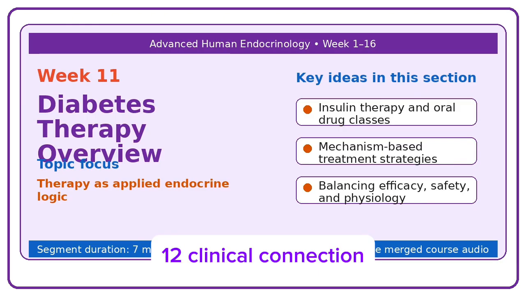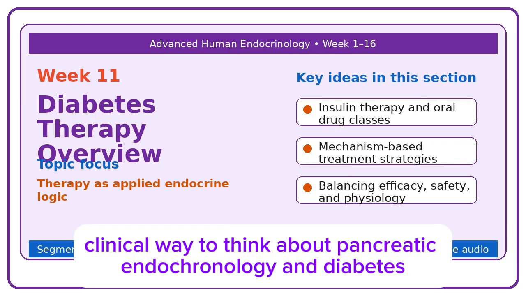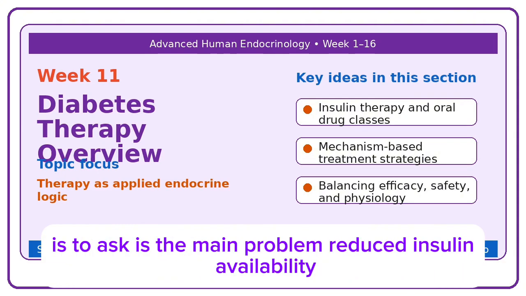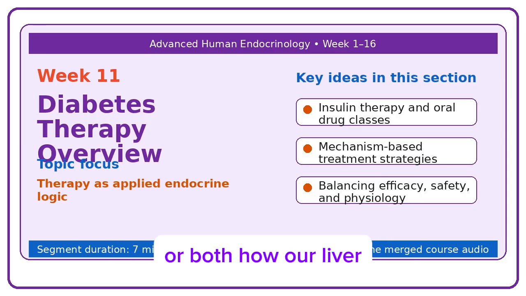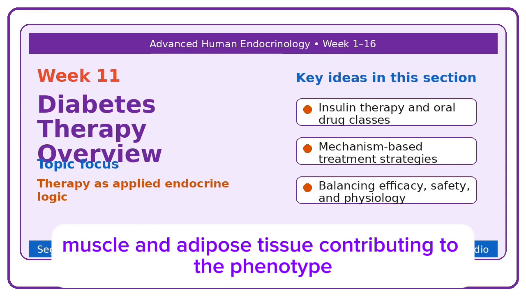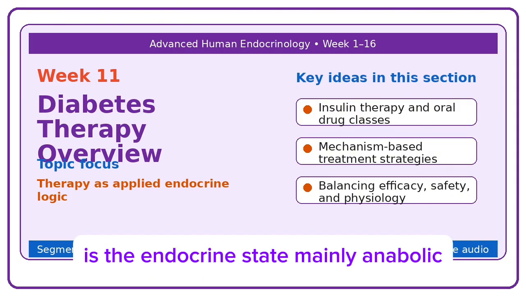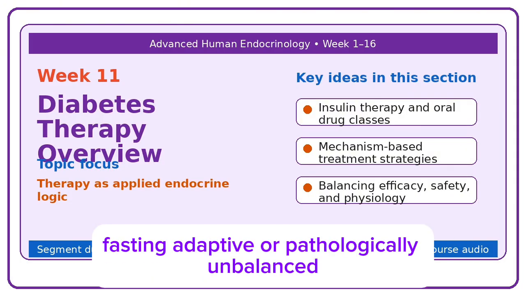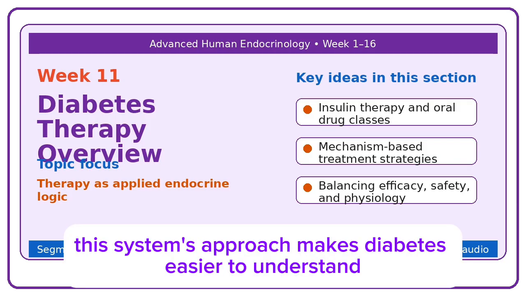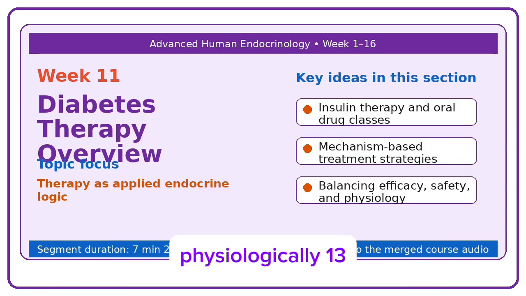12. Clinical connection. A useful clinical way to think about pancreatic endocrinology and diabetes is to ask, is the main problem reduced insulin availability, reduced insulin effectiveness, or both? How are liver, muscle, and adipose tissue contributing to the phenotype? Is the endocrine state mainly anabolic, fasting adaptive, or pathologically unbalanced? This systems approach makes diabetes easier to understand physiologically.